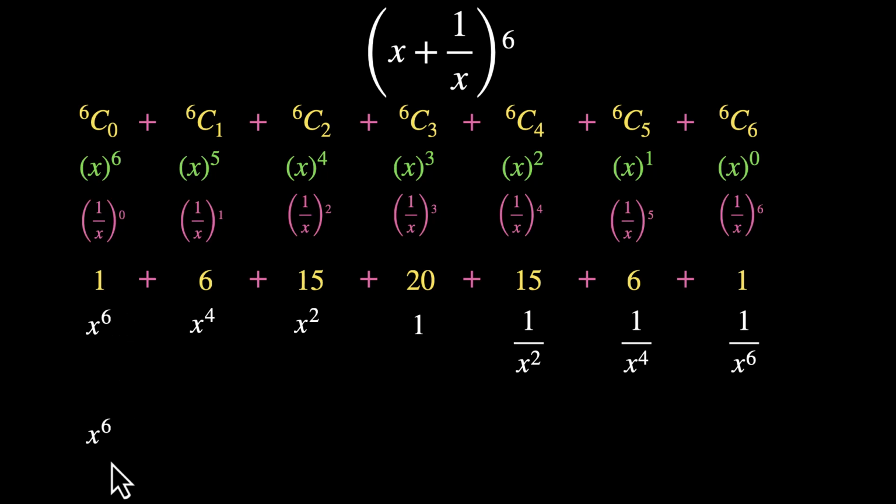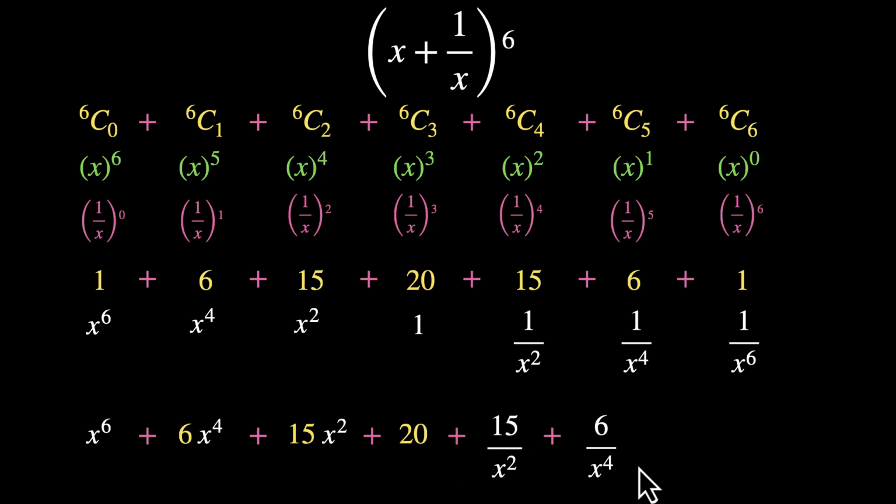So this is x to the power 6 plus 6x to the power 4 plus 15x to the power 2 plus 20 plus 15 by x square plus 6 by x to the power 4 plus 1 by x to the power 6. This is your expansion for x plus 1 by x to the power 6. Let's do the next one.